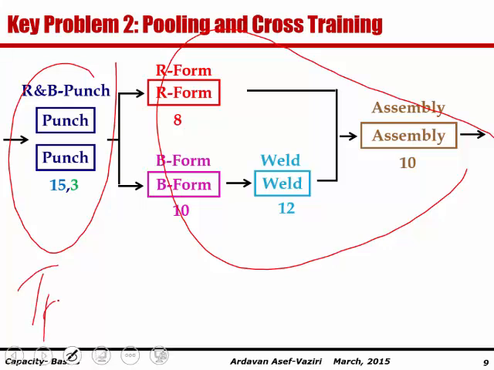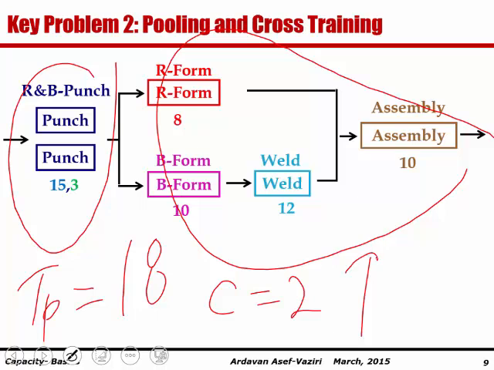TP, unit load of punch machine, is 18 minutes, correct? C, number of punch machines, is 2. Therefore, throughput of this resource pool, which has 2 resource units, is C divided by TP. 2 divided by 18, right?